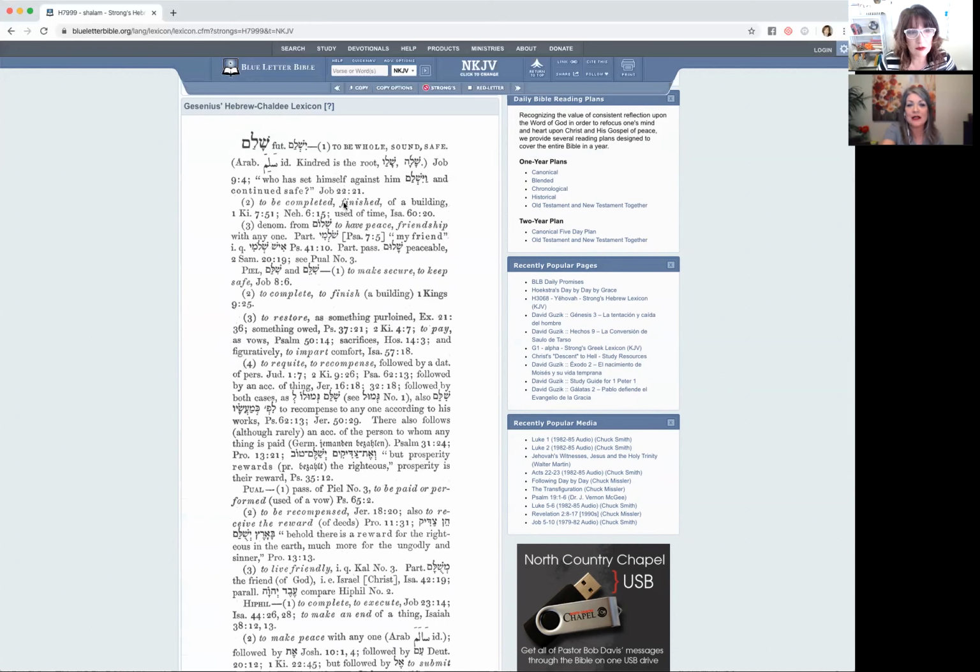And then you'll notice that's number one. Number two will be to be completed, finished. And then it gives you scriptures that say, you know what? It's used in this when a building was complete. And so what does shalom mean? It means complete. It means whole. It means sound. It means safe. It means being able to be used for the purpose that it was created for. And that's what you're going to start seeing in these scriptures here.